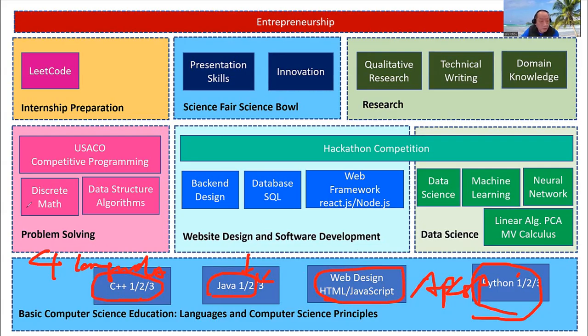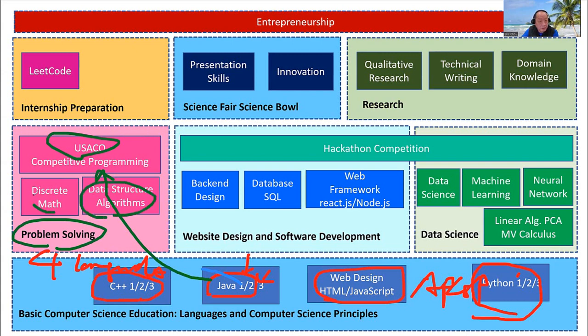And once you are ready for Java and C++, we will allow you to get started with competitive programming for problem solving. So user code, data structures and discrete math are needed here. And this portion is competitive programming, and it's problem-solving based.